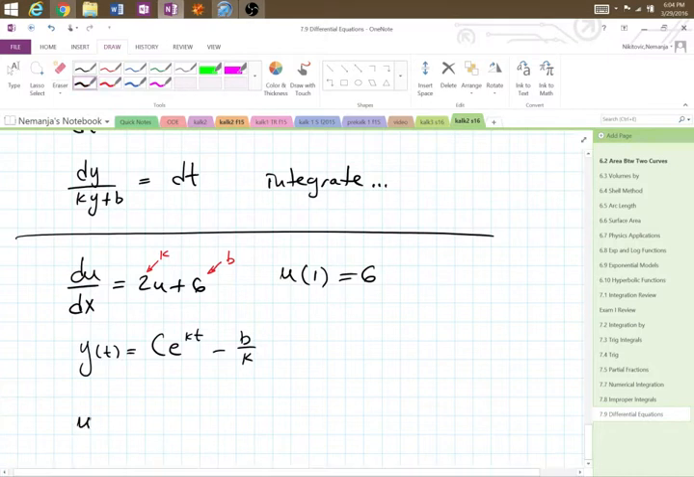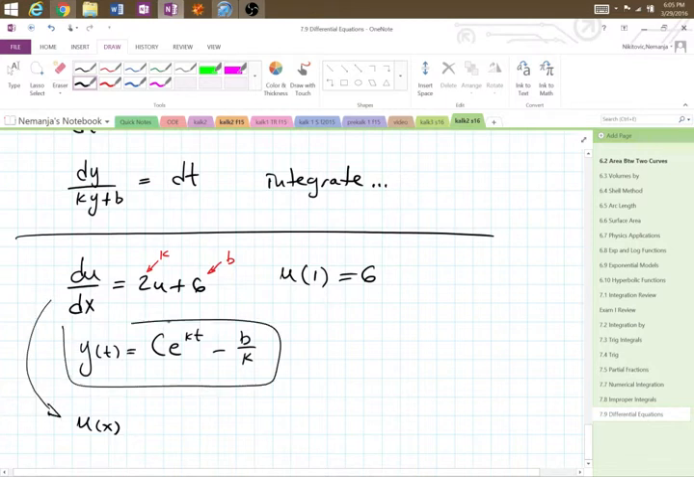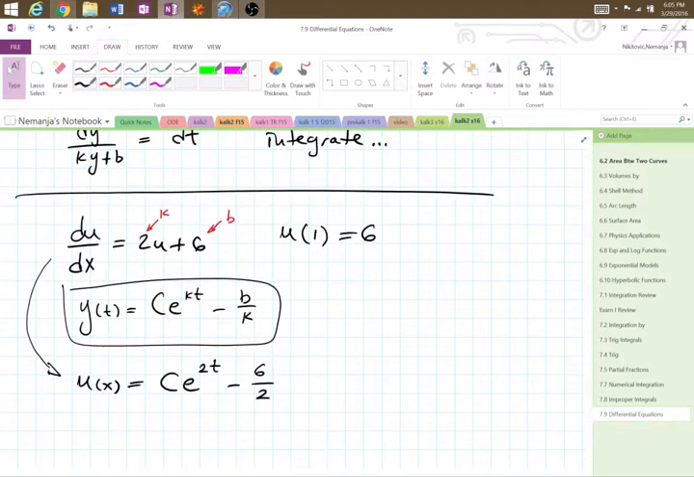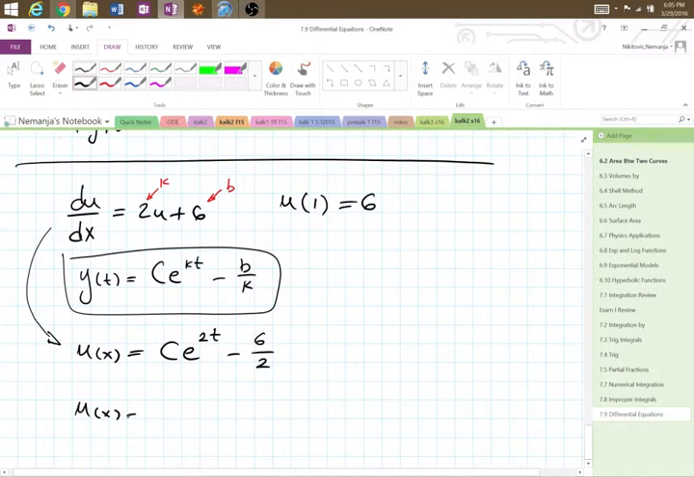So what is my u of x function? Because I obviously have to use those variables. This is just what we memorize, the formula. u of x is equal to ce to the kt, minus b over k. Now k is 2, so 2t, minus b is 6 divided by k, which is 2. Now 6 divided by 2 is 3. So u of x is equal to ce^(2t) minus 3. This is the general solution.